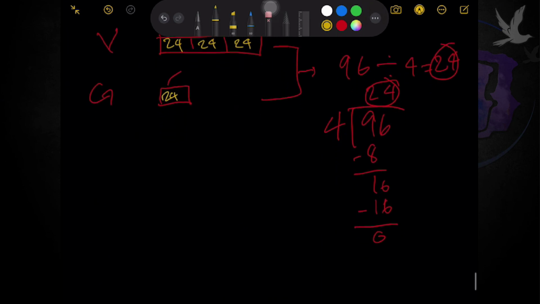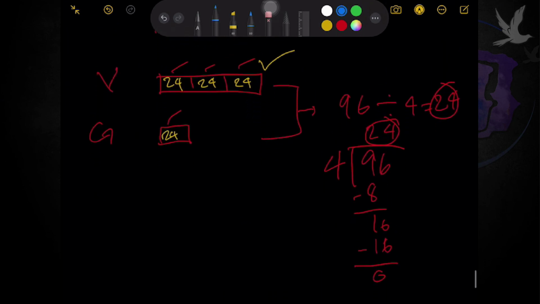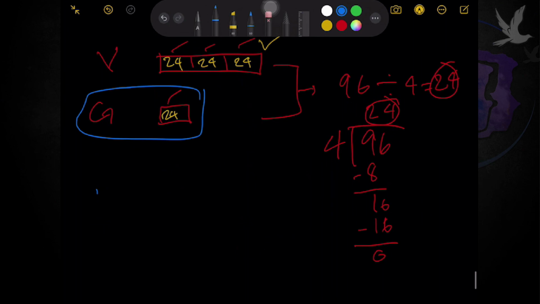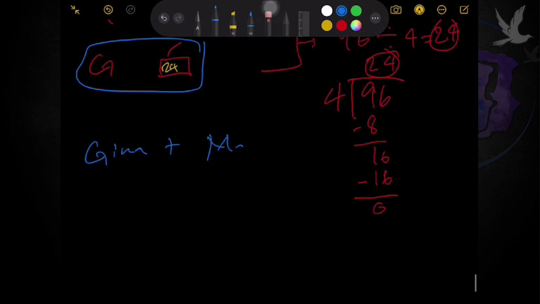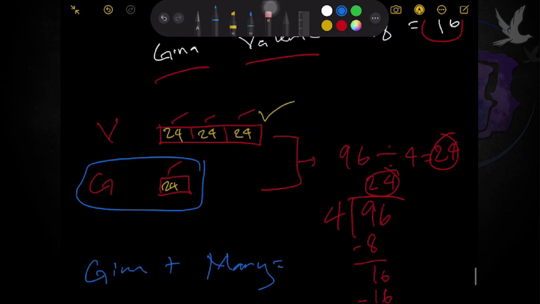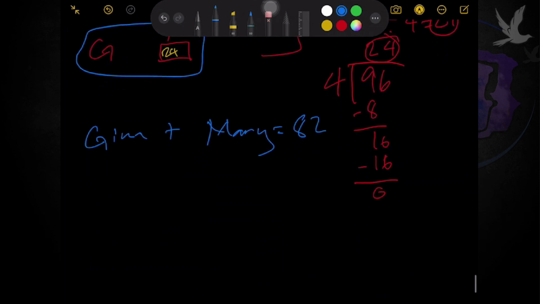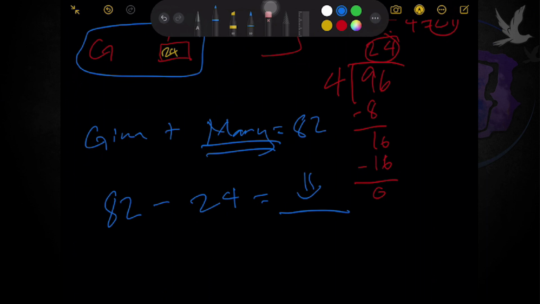So, dito na yung papasok ang different situation. Knowing that Gina only has 24 and the total of Gina plus Mary is equivalent to 82. So, ibig sabihin, all you need to do is just to take their total and subtract 24. Kasi ito yung value ni Gina eh. Which is what's left here is kay Mary. So, that is it. Closing at the 31-minute mark of this video 10.